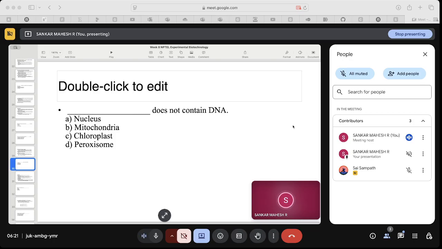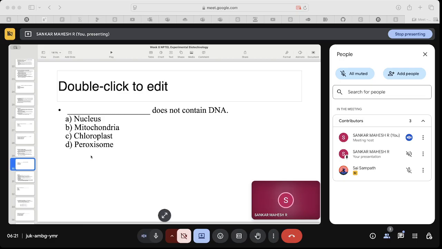Option B or D? Peroxisome. Peroxisome, right. So like you mentioned, the nucleus contains the core chromosomal DNA. Mitochondria has its own DNA, although it is thought of as being acquired from an ancient ancestor organism. Again, chloroplast has its own DNA.